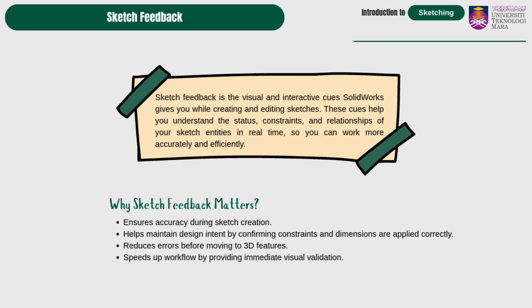Another big advantage is that it reduces errors before you even move on to creating 3D features. If something is wrong in the 2D sketch, you can spot and fix it immediately, saving a lot of time later. And finally, sketch feedback speeds up your workflow by giving you immediate visual validation, so you don't have to constantly stop and check manually. In short, sketch feedback is like your personal quality checker, constantly watching over your shoulder and keeping your sketches precise, logical, and ready for 3D modeling.